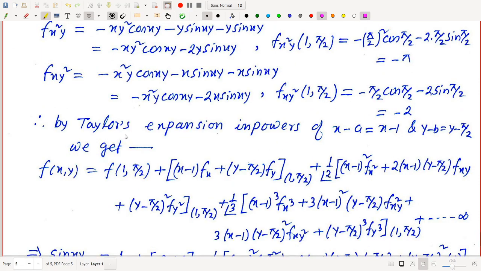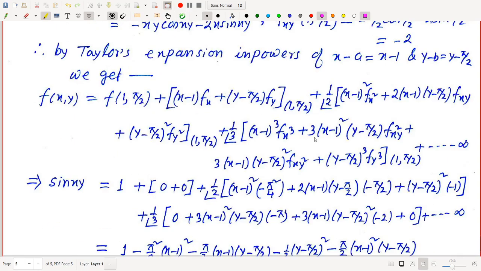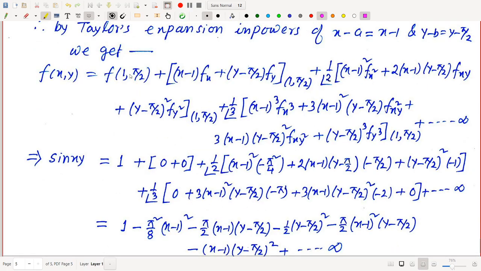So got it. Therefore, by Taylor's expansion in powers of x minus a, meaning x minus 1, and y minus b, meaning y minus pi by 2, we get f of x y equal to, this is the formula we have written, Taylor's expansion formula. Only instead of a, b directly we have written 1 and pi by 2: f of (1, pi by 2), plus x minus 1 into f suffix x plus y minus pi by 2 into f suffix y, but these partial derivatives should be at the point (1, pi by 2). Then 1 by 2 factorial times x minus 1 square f suffix x square plus 2 times x minus 1 into y minus pi by 2 into f suffix xy plus y minus pi by 2 square f suffix y square. These are second order partial derivatives at the point (1, pi by 2).